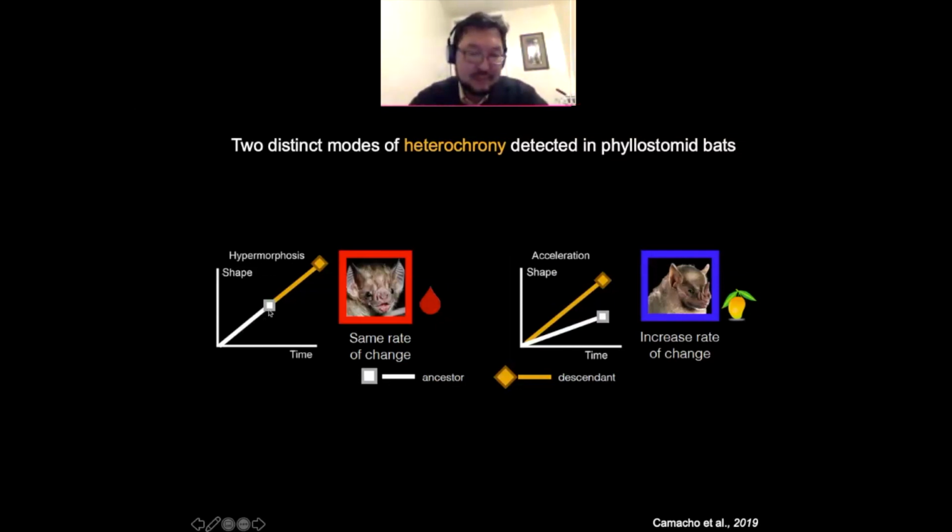The hypermorphosis, when you extend development. For example, when the bats which feed on nectar are born, their face is too short to feed on flowers. They have to stay in the cave and wait for the mother to feed them for several months before the face becomes long enough to actually feed on the nectar. So they have extended the developmental trajectory to produce their novel faces. Whereas short-faced bats accelerate through development. They develop faces slightly faster, but they end up with shorter faces.